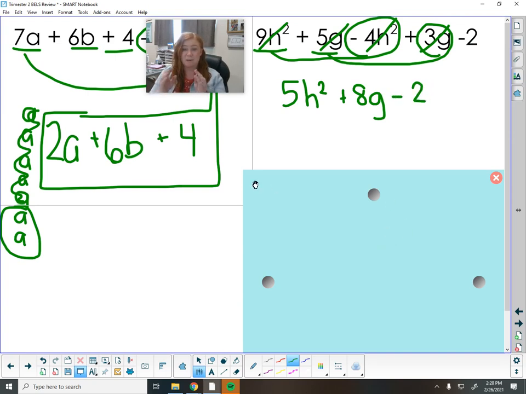So as you're combining, just remember to put the things that are the same together and be sure to pay attention to if they're being taken away or added on.